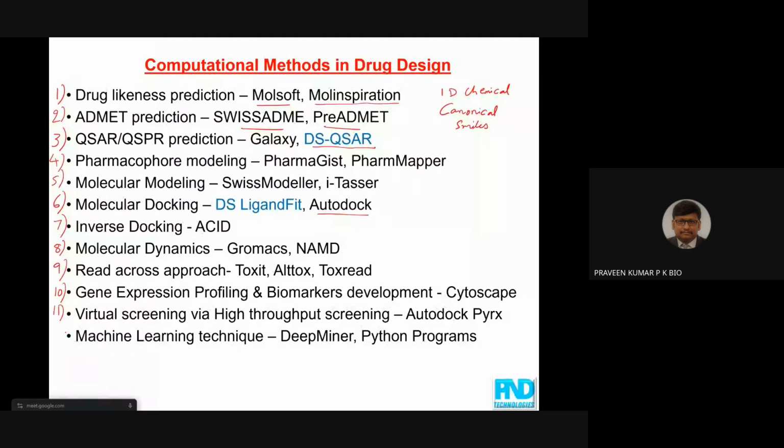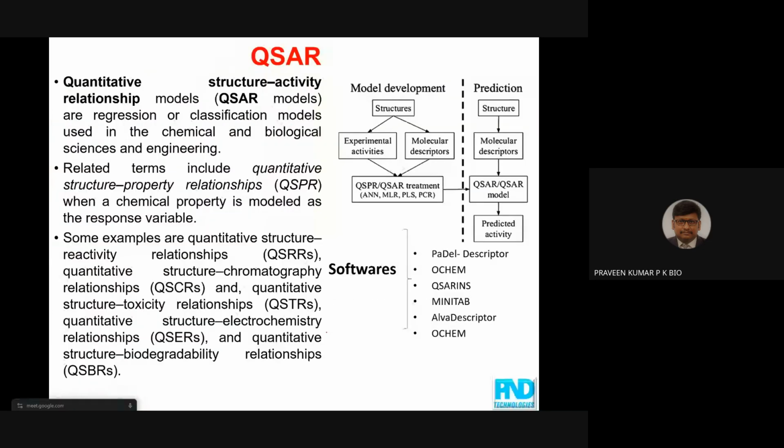Virtual screening via high throughput screening. If you want to screen multiple drugs and find the best drug for treatment of your disease, we can go with multiple virtual screening tools. One such popular virtual screening tool is AutoDock PyRx, which I am going to demonstrate in one session. And we have machine learning techniques, like DeepMiner, and Python programming for working on inactive compounds.